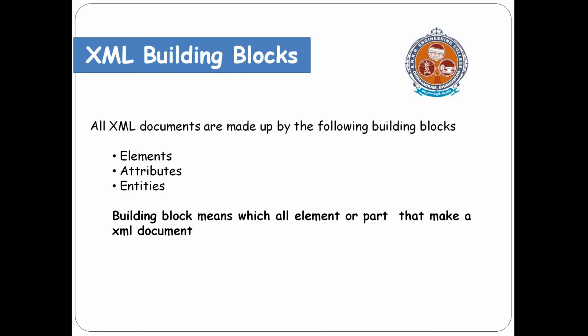So coming to the basic building blocks in XML. XML documents are made up of the following building blocks. The first one is elements, the second one is attributes, and the third one is entities. A building block is nothing but the parts that make up an XML document. It is a combination of elements, attributes, and entities. That is called a building block.